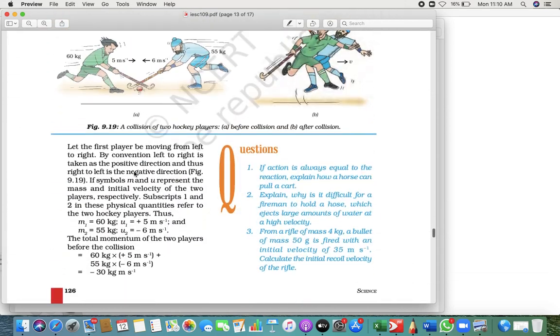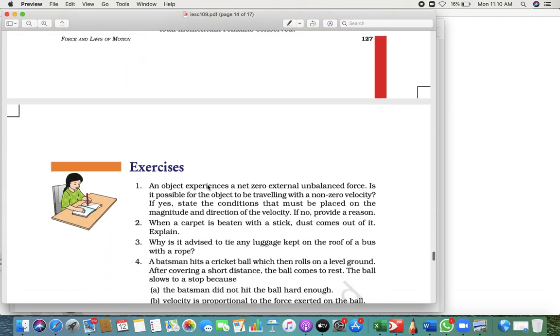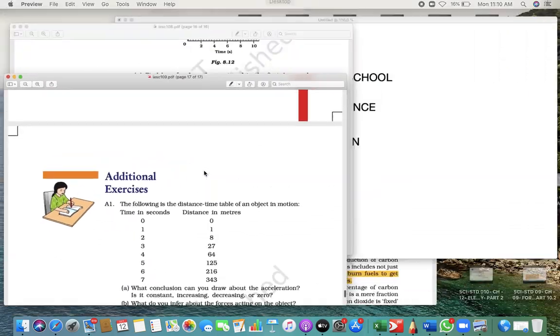And so word problem is also important from this chapter. Make sure you remember all those word problems from this chapter. Okay. So next thing, this is all about this chapter.